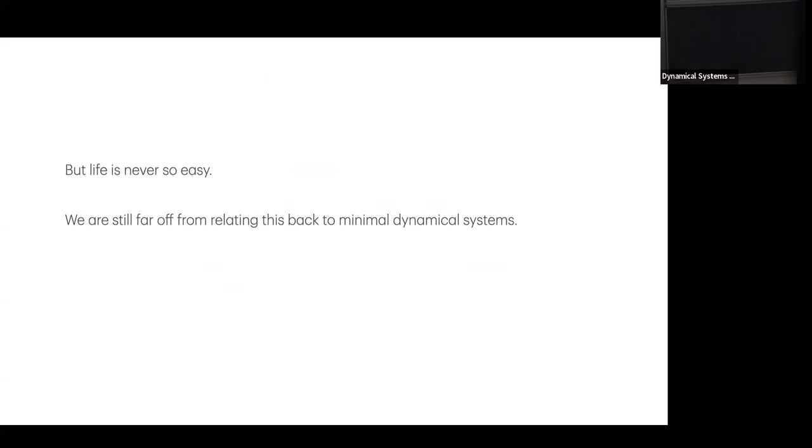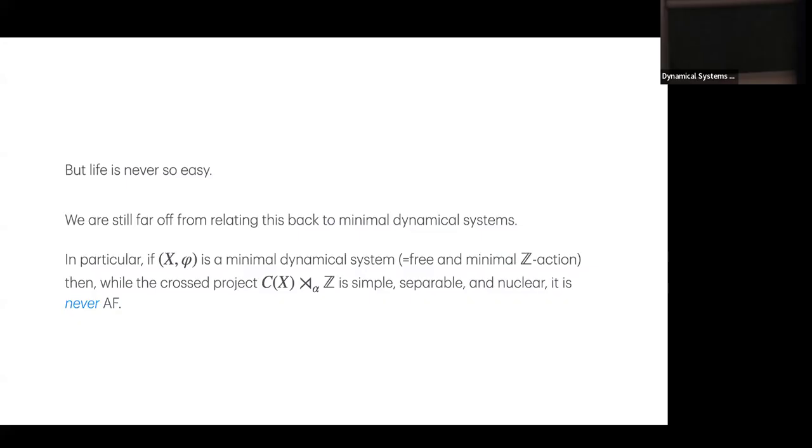Okay, but yeah, life is never so easy. This is still pretty far off from relating anything back to minimal dynamical systems like we had for hyperfiniteness in the von Neumann algebra setting. In particular, even if we have just a Z minimal system, so we have a single homeomorphism that's minimal acting on a space, then this crossed product will be simple and separable and nuclear, but it's never going to be UHF. It's never going to be AF. So these classification results simply do not apply in this setting at all.